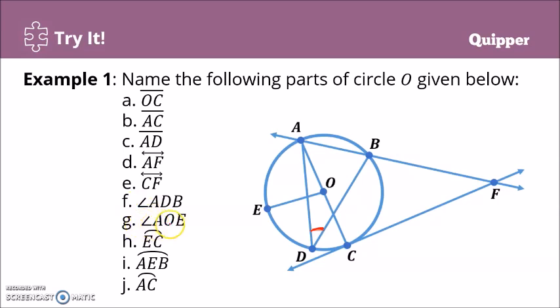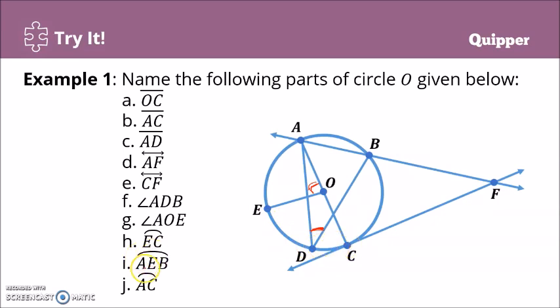Next, we have angle AOE. So, this angle right here. The vertex of this angle is the center of the circle. So, this is called a central angle. Next, we have arc EC. So, this arc. Okay, this is called a minor arc.